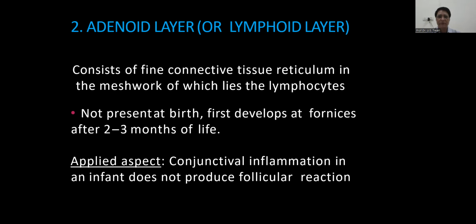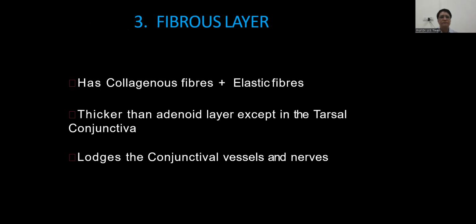So what we understand is that the adenoid layer was not present at birth. It develops later on, and if it develops later on, it has got some applied aspect. Conjunctival inflammation in the infant does not produce a follicular reaction. So you do not see any follicle in ophthalmia neonatorum or a conjunctival inflammation in a newborn, because there is no adenoid to react. And so we do not get any follicular response in these newborns until they are 3 months old.